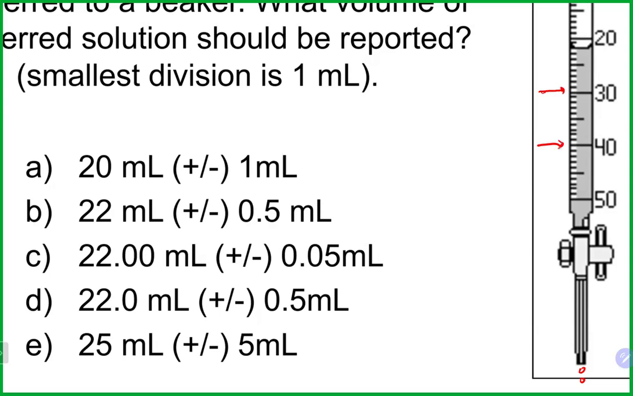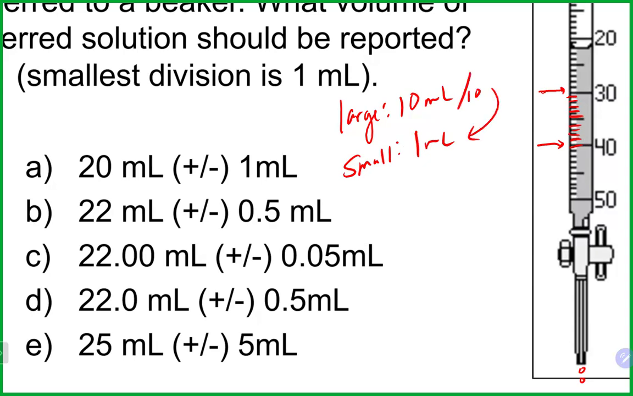So obviously these two markings here are large markings. The difference between those is 30 and 40. So in this case, our large markings are 10 milliliters. Again, if we count the smaller markings, we've got 1, 2, 3, 4, 5, 6, 7, 8, 9, and 10 small markings. That means that each of our small markings is 1 milliliter. Again, 10 divided by 10 gets you there.